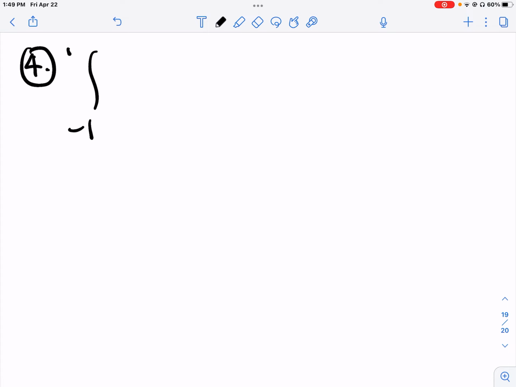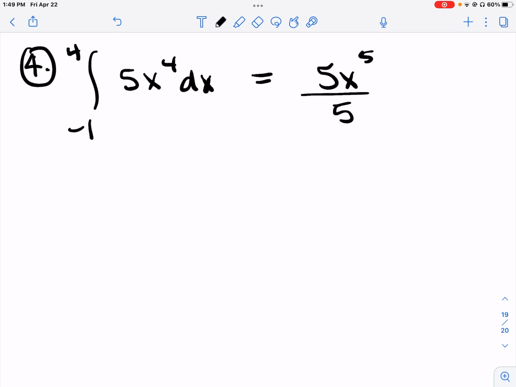Okay, a basic definite integral, using just a real easy integration. Add 1 and divide by it. Our limits are -1 and 4. Always plug in the top number. Oh, I'm going to do the little algebra first. The 5/5 gives me just x to the 5th there.